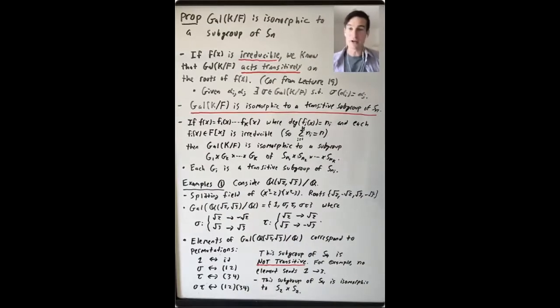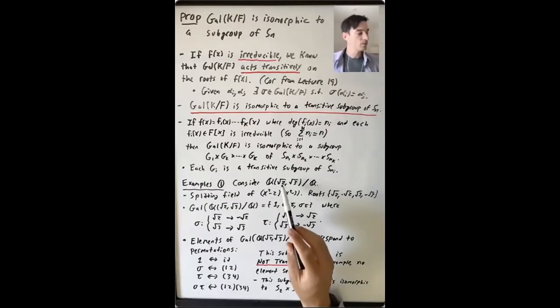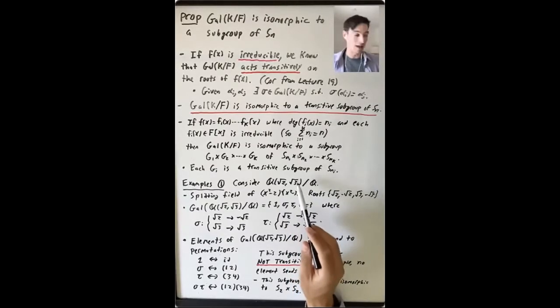Okay, so now we're going to look at some examples. I've written one here, and we'll do another right after this. Let's consider this example we've talked about quite a lot: Q adjoin square root of 2 and square root of 3 over Q.